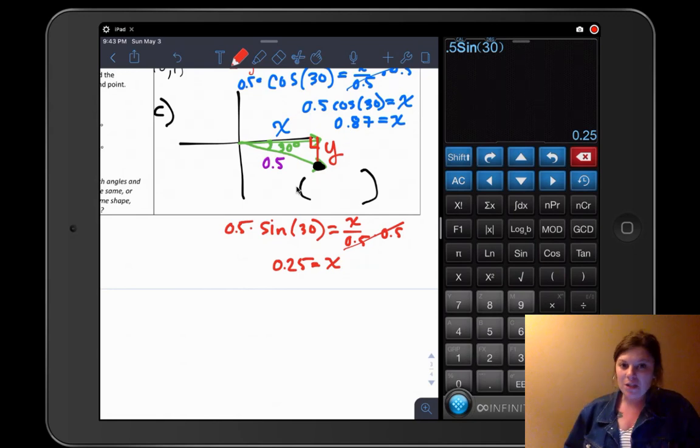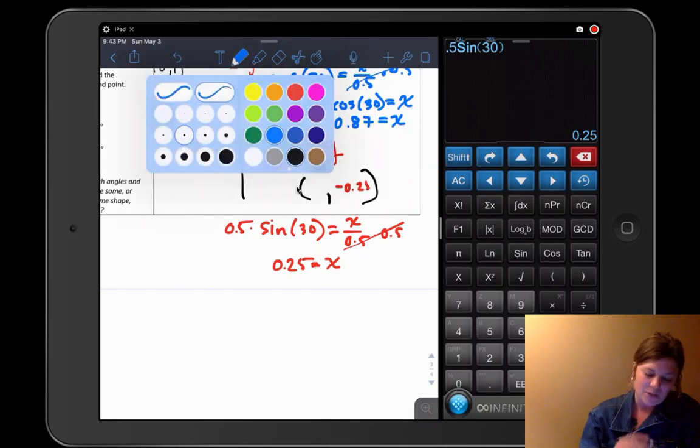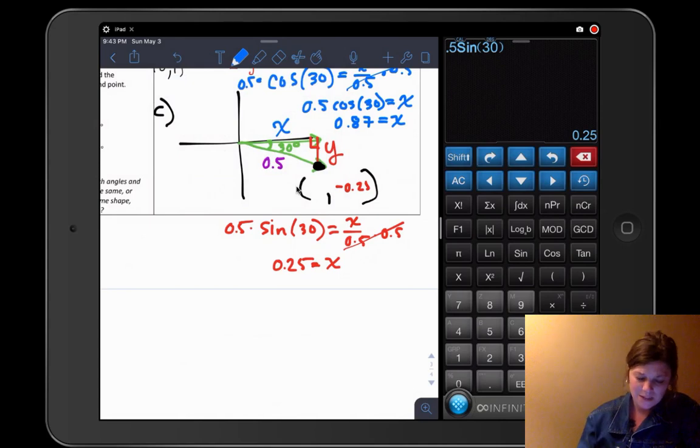But notice the y value is below the x-intercept. So therefore, it's going to be a negative coordinate. It has to be negative 0.25 to be there. And the x value is positive because it's in the positive x direction, so 0.87.